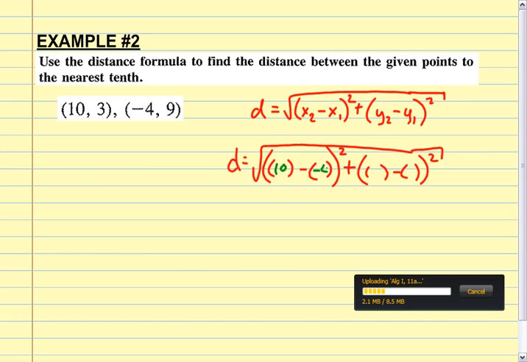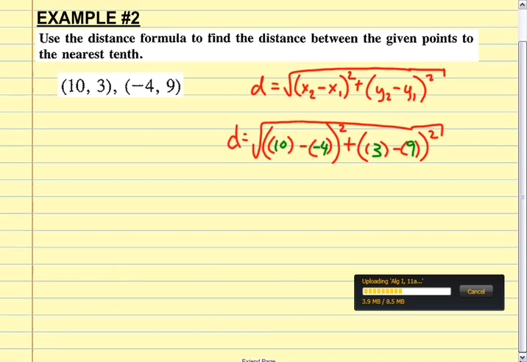Minus negative 4. Now, Walker, you see we could have done negative 4 minus 10. That's fine as long as we go in the same direction. And then what do I get for the next one? Lauren S. -3, 3. And then 9.